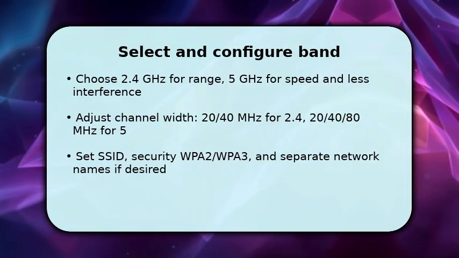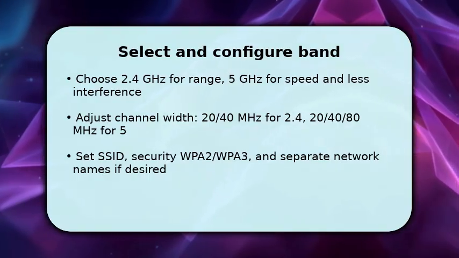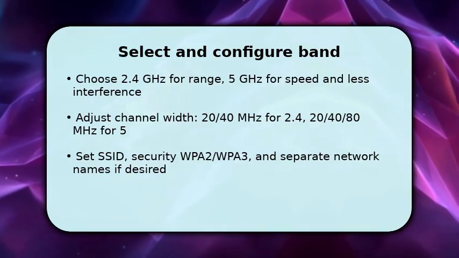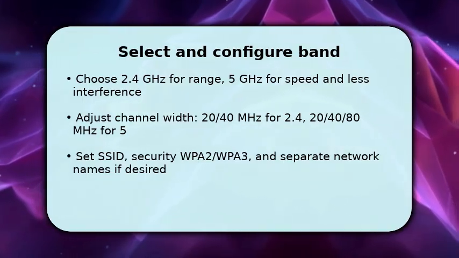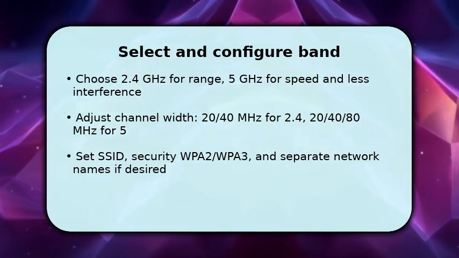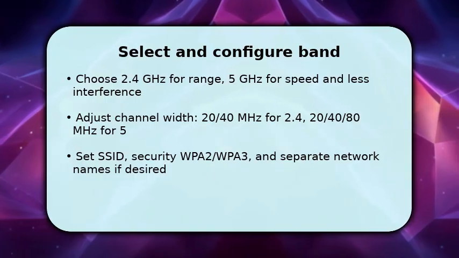Adjust channel and channel width. 20 MHz reduces congestion on 2.4. 80 MHz boosts speed on 5. Apply settings and reboot the radio if required. Make sure clients reconnect to the intended SSID to validate changes.